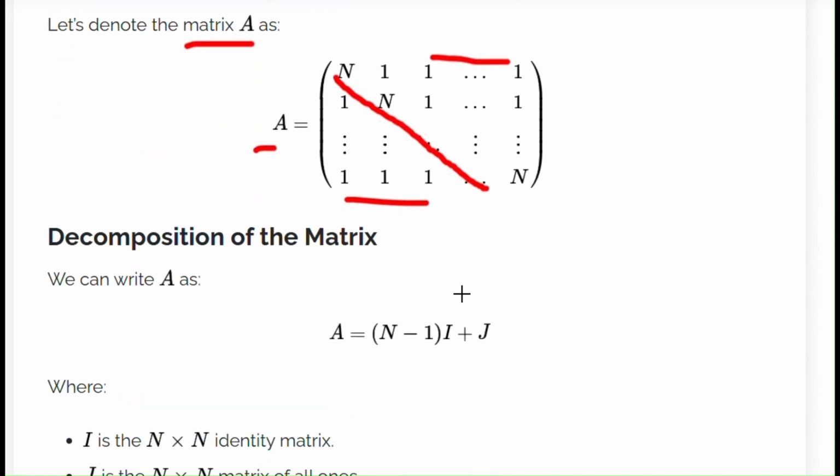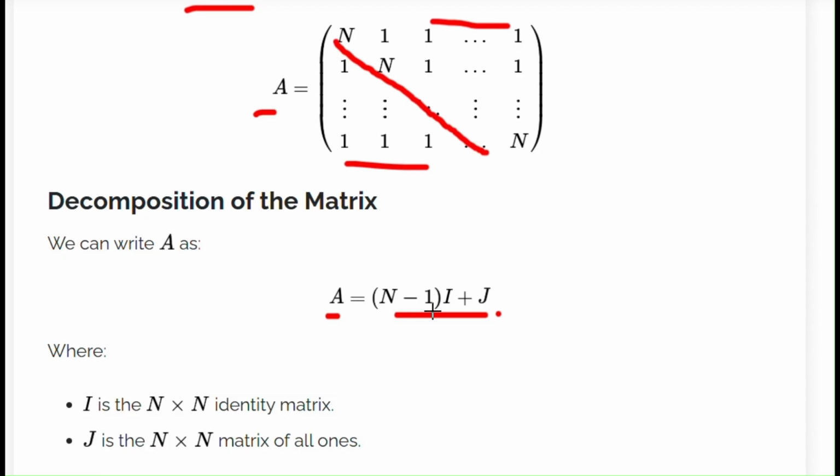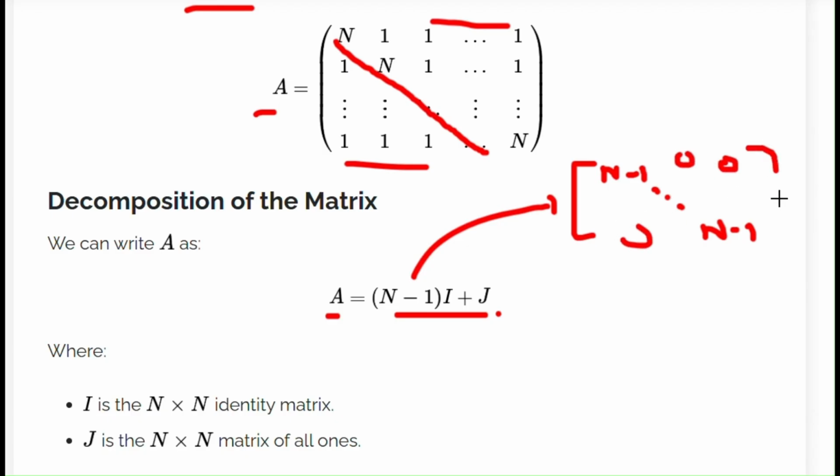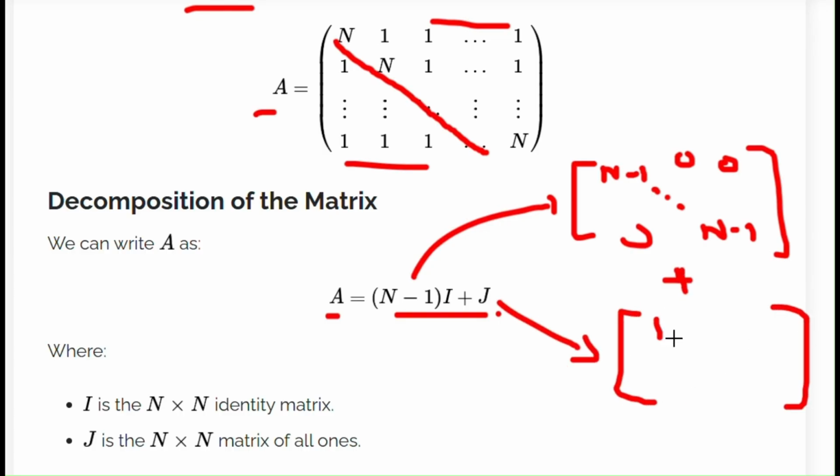We can write this matrix as n minus 1 times the identity matrix I plus J, which is a matrix of all ones. If we have n minus 1 times I, this would give us a matrix with n minus 1 along the diagonal and all other entries 0, plus we have J, a matrix of all ones. When we add these together, the diagonal entries increase by 1 and become n, and off diagonal entries go from 0 plus 1 to 1. So this gives us the original matrix.